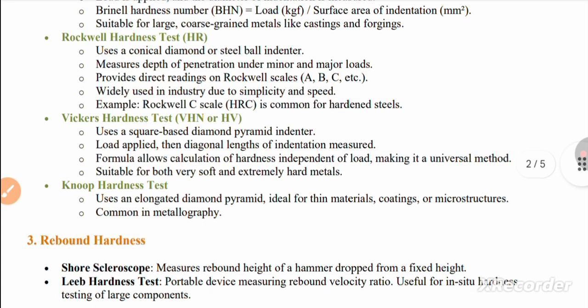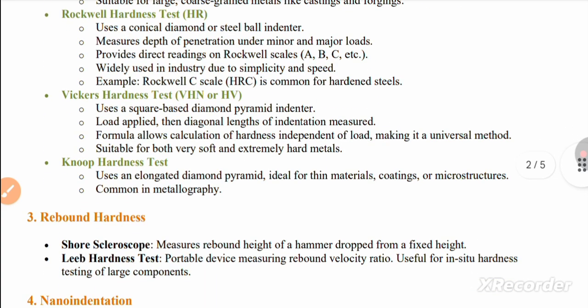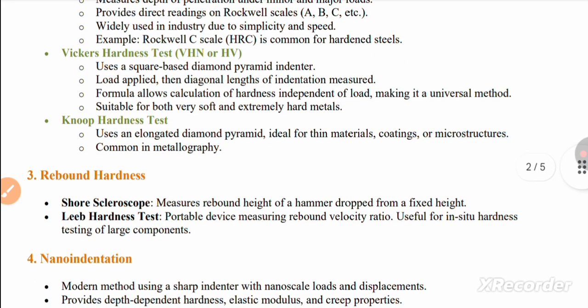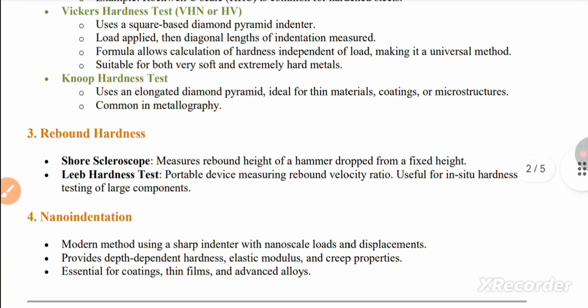Suitable for both very soft and extremely hard metals. Then is the Knoop hardness test. It uses an elongated diamond pyramid, ideal for thin materials, coatings, microstructures, and common in metallography. Then rebound hardness, Shore scleroscope. It measures the rebound height of a hammer dropped from a fixed height.